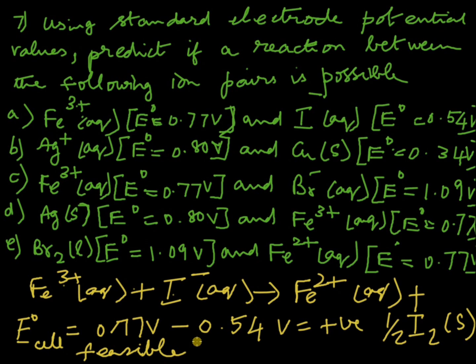So in the same way, for each given pair of species, you have to write a possible equation, which will help you to find out which should form the anode and which one should form the cathode. Calculate E naught cell, and using the sign of the E naught cell, you can predict whether the reaction is feasible or not.